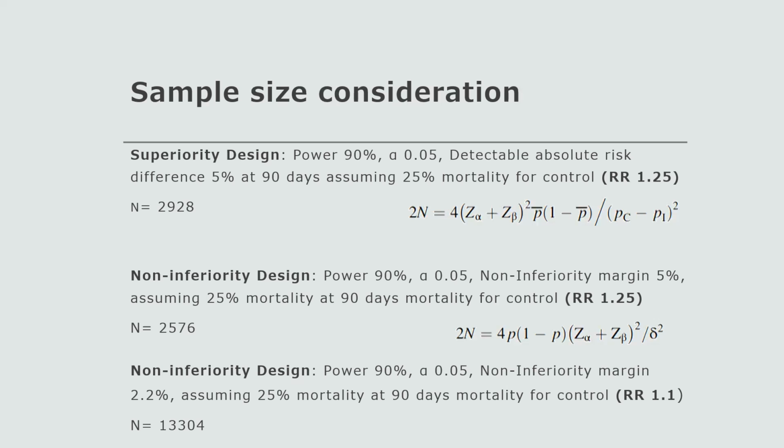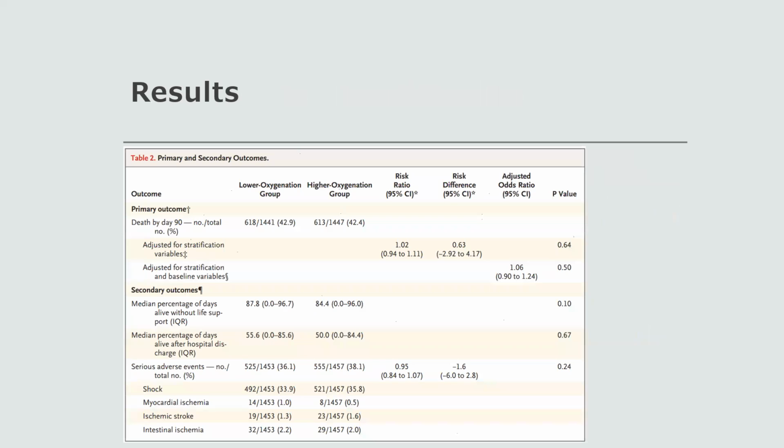And to go to the results, here you have the primary outcome of mortality with the proportion being very similar, about 42%. The risk ratio adjusted for stratification variables, or adjusted for stratification variables and baseline variables, and the adjusted odds ratios are a bit above 1, but all contain the null value of 1. So here we have no statistically significant difference from null.